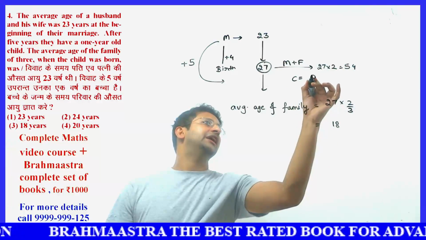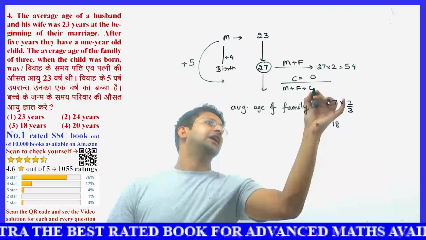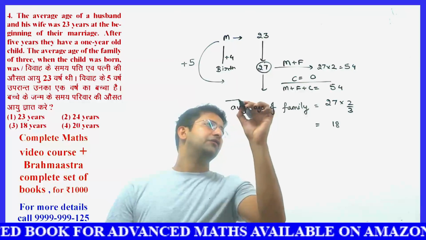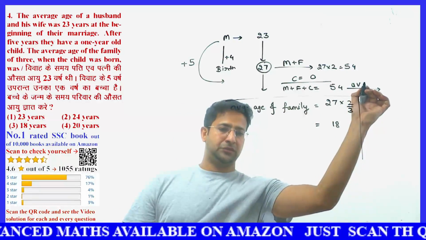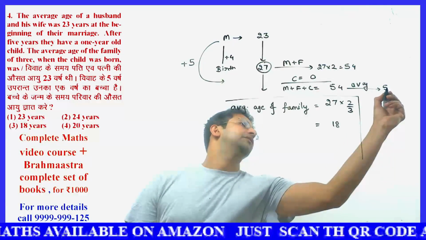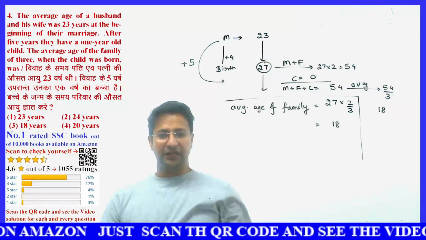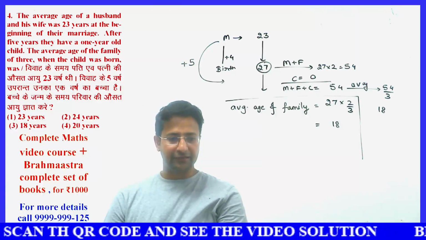Child is how much? Child is 0. So mother plus father plus child is equal to 54. Now if I need to calculate the average, what will be the average? The average will be 54 by 3, or I can say 18 years. Quite easily demonstrated. Okay, dear students, let's take the next one.